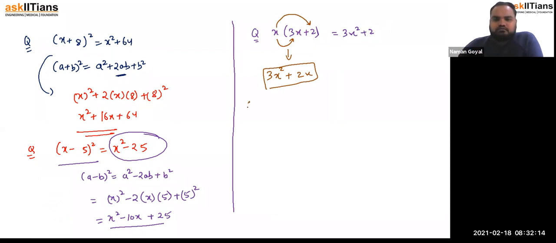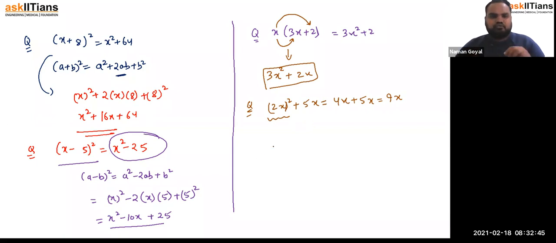Okay, next, somebody writes down 2x whole square plus 5x as 4x plus 5x, and then he took that quantity as 9x. Okay, so first of all, what we have to do, we have to find out the square of this quantity, right? So what is the square of 2x whole square? It will be 2 square and x square also. So 2 square is what? 4. So it becomes 4x square, right? Plus 5x. Now this is the correct part, right?